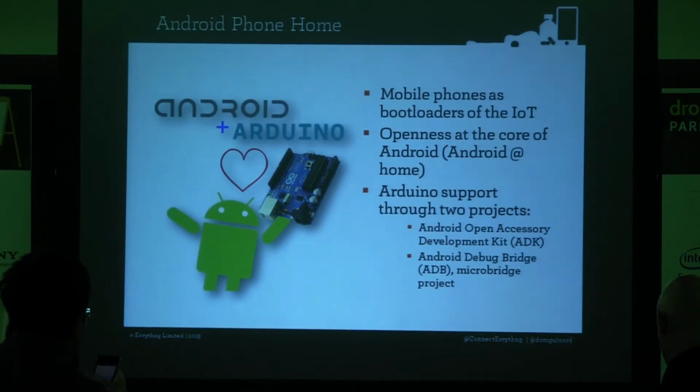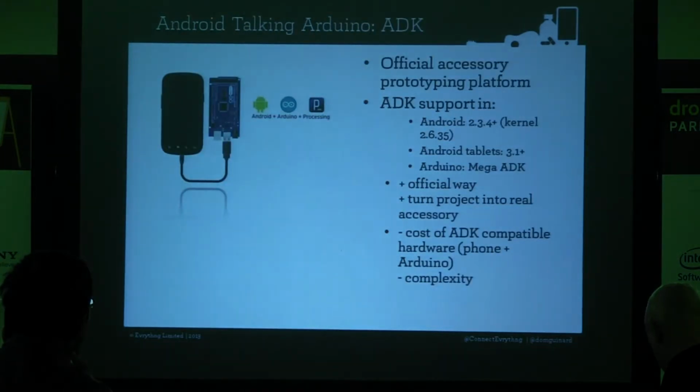They could have reacted by closing the doors to the hack, but what they did is they actually standardized the hack to create what we know today as the Open Accessory Development Kit, the ADK. And the hack was actually the Android Debug Bridge microbridge project. So through the Android Debug port, you could actually access the phone and access all the data you needed to have back and forth communication between the Android device and the Arduino.